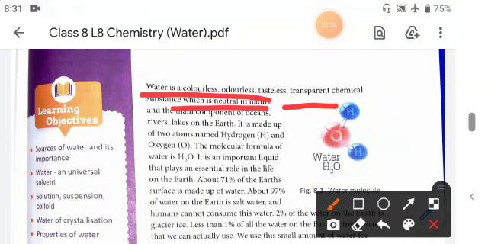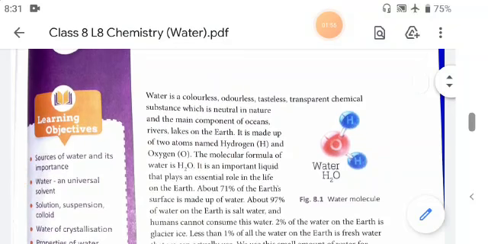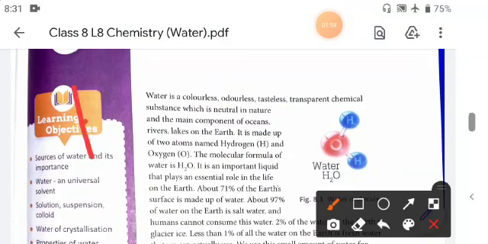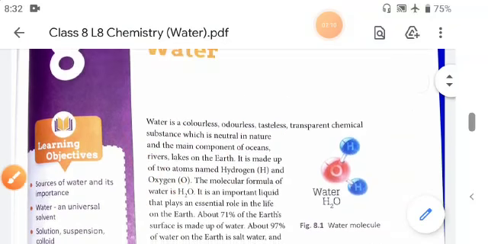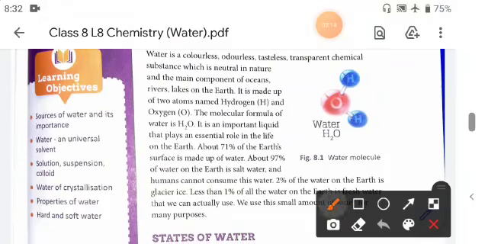It is found in rivers, lakes, oceans, ponds on the earth, and it is made up of two things. Water is made up of only two types of atoms. First one is hydrogen and second is oxygen. Two atoms of hydrogen and one atom of oxygen make the water. They form the water. So the chemical formula of water is H2O.